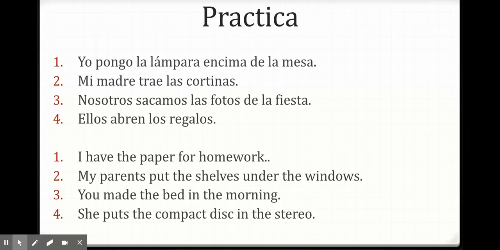And vamos a practicar. Yo pongo la lámpara encima de la mesa. Mi madre trae las cortinas. Nosotros sacamos las fotos de la fiesta. Ellos abren los regalos. And then again, we're asking what is the item being moved or receiving an action. I put the lamp on top of the table. What am I putting? The lamp. My mom brings the curtains. What is she bringing? The curtains. They take photos of the party. What are they taking? Photos. Okay, they open the gifts. What are they opening? The gifts.